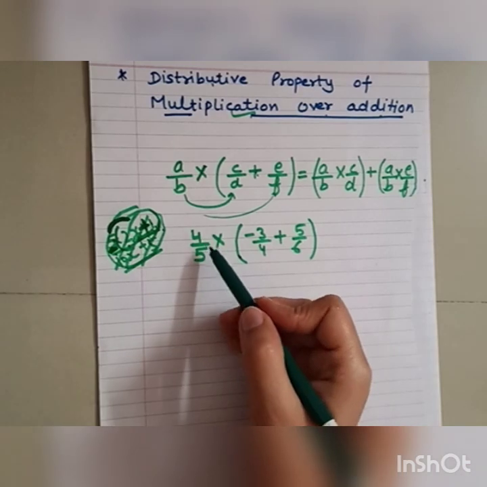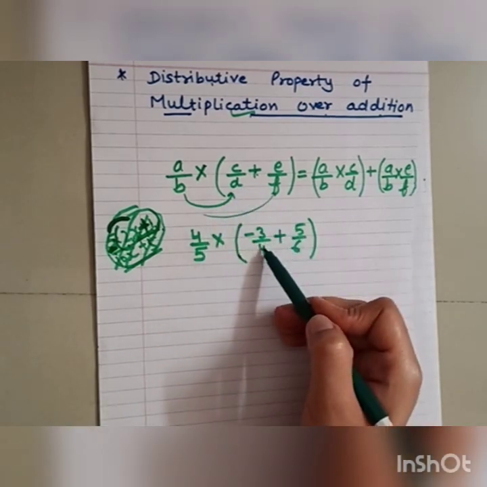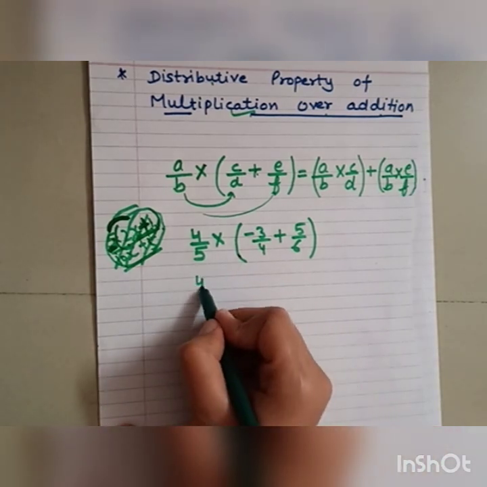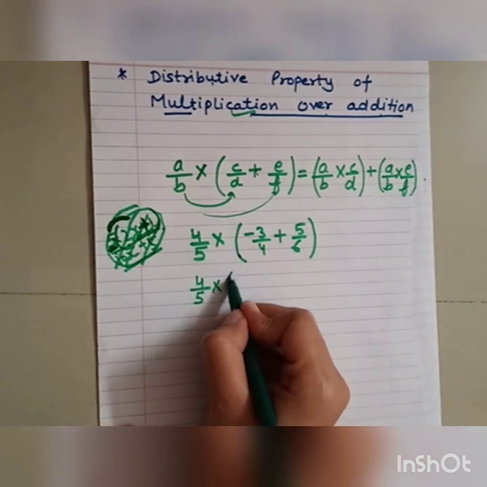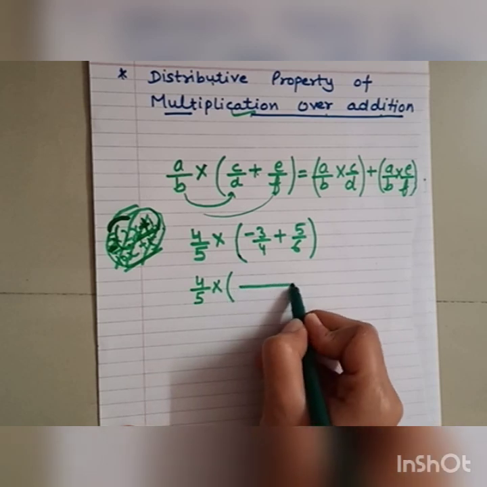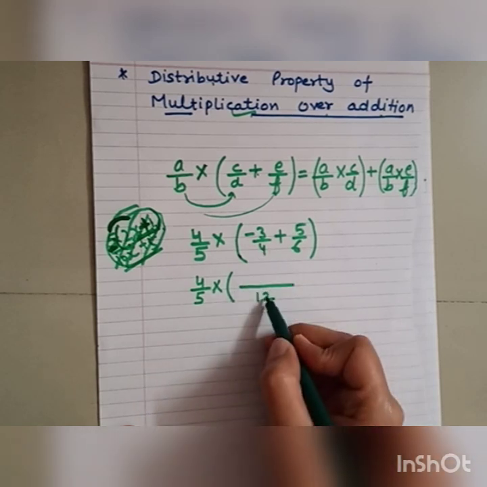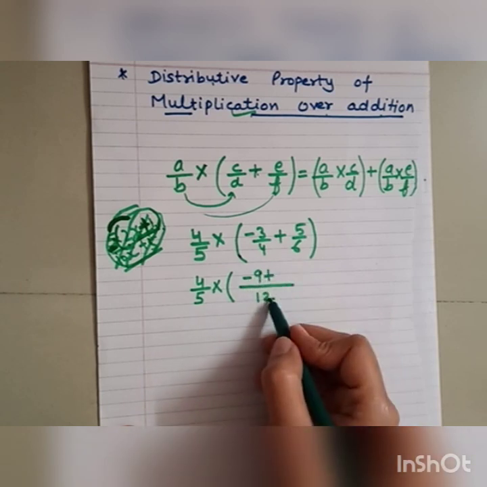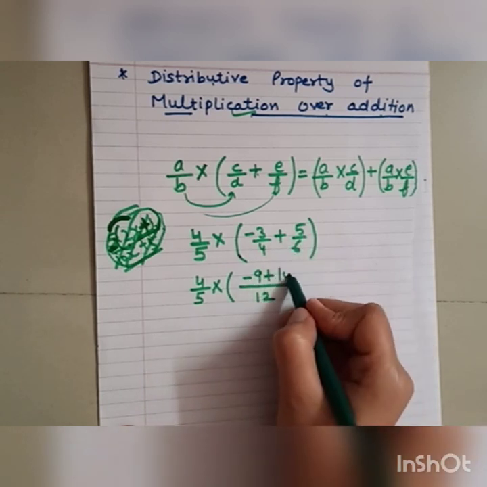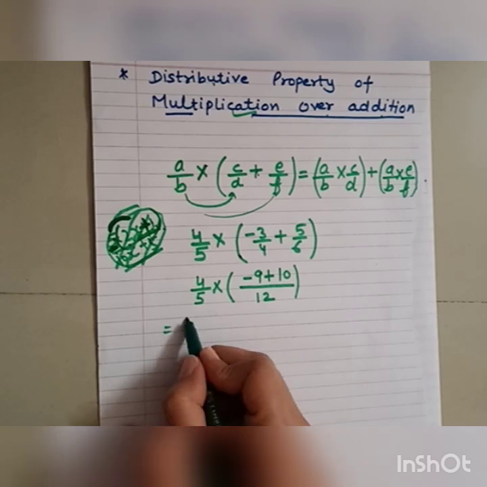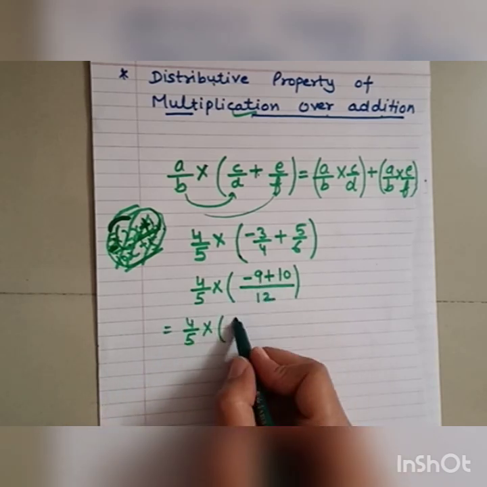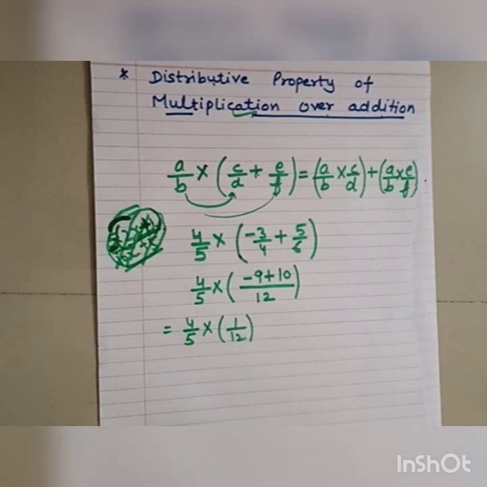Okay, a by b is equal to 4 by 5, c by d we take the value minus 3 by 4, e by f is 5 by 6. Now solve these values. 4 by 5 multiply, the LCM of 4 and 6 is 12. 4 3s are 12, multiply by 3, 3 3s are 9, plus 6 2s are 12, 5 2s are 10. We get 4 by 5 multiply 10 minus 9, 1, 1 upon 12.